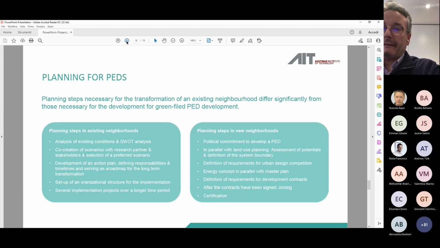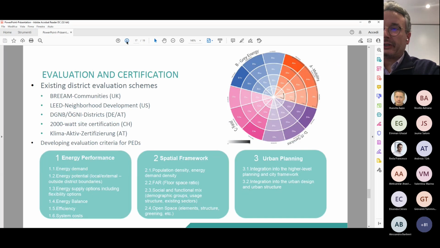Next slide, please. We then also discussed the planning steps that are necessary, and that applies to existing neighborhoods as well as to new neighborhoods. And that led us in the next slide back to the topic of evaluation and monitoring. And we believe that there are, I would say, 3 dimensions that need to be included. This is the energy performance of the neighborhood. This is the spatial framework conditions that are very important context factors, and that's the quality of the urban planning that you will take into account.